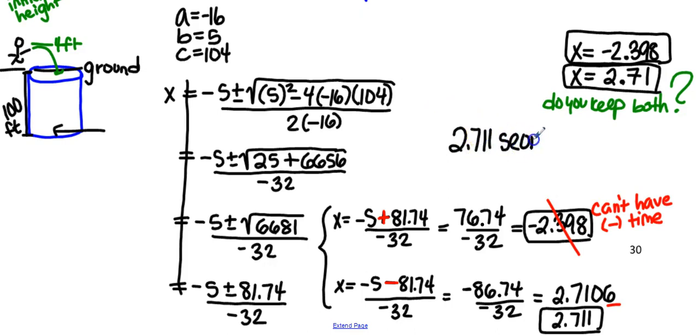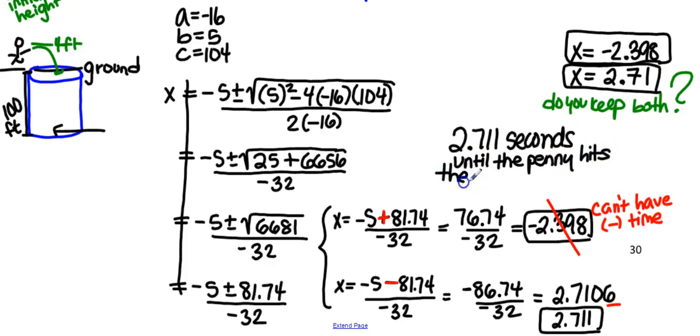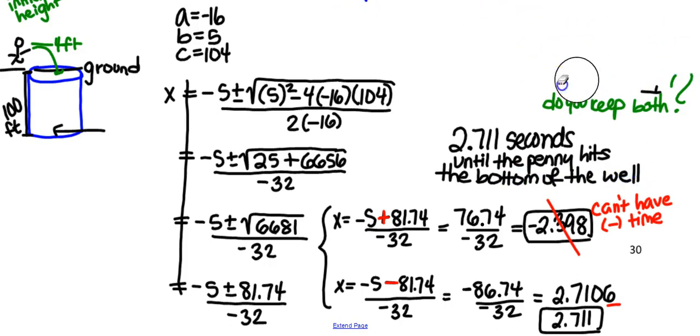So the real world answer that we will keep is 2.711 seconds until the penny hits the bottom of the well. Why do we get that negative answer?